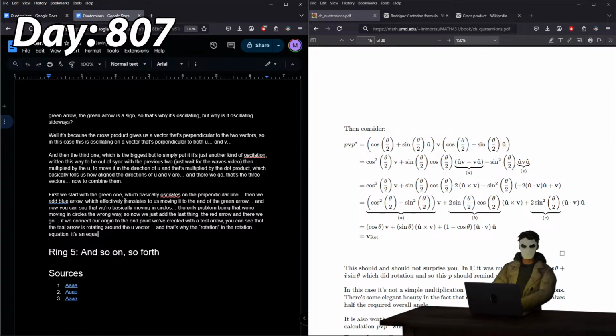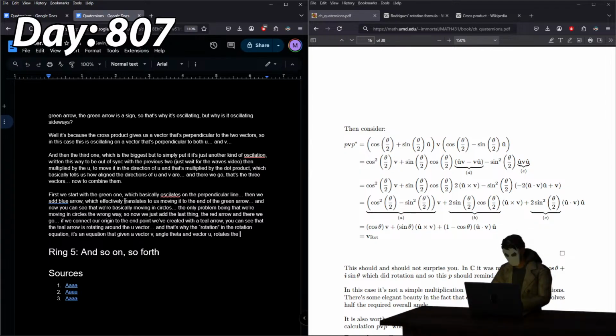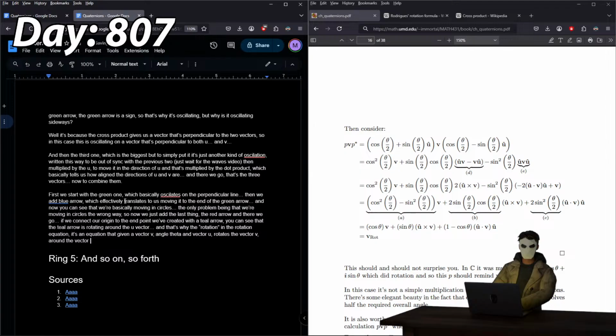It's an equation that, given a vector v, angle theta and vector u, rotates the vector v around the vector u by angle theta. But does that relate to vectors?